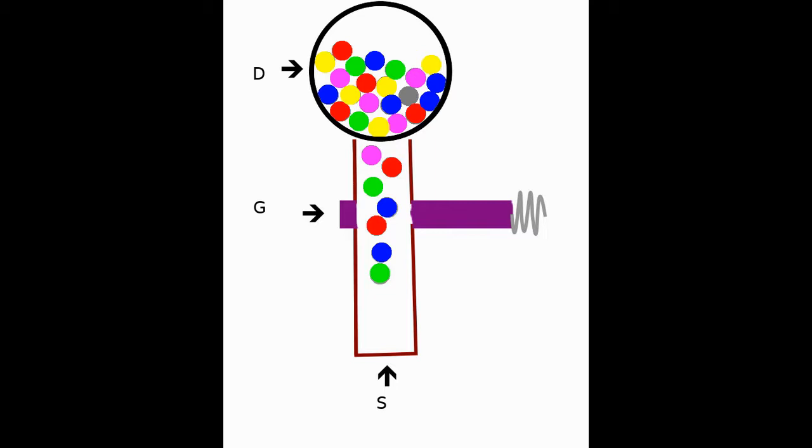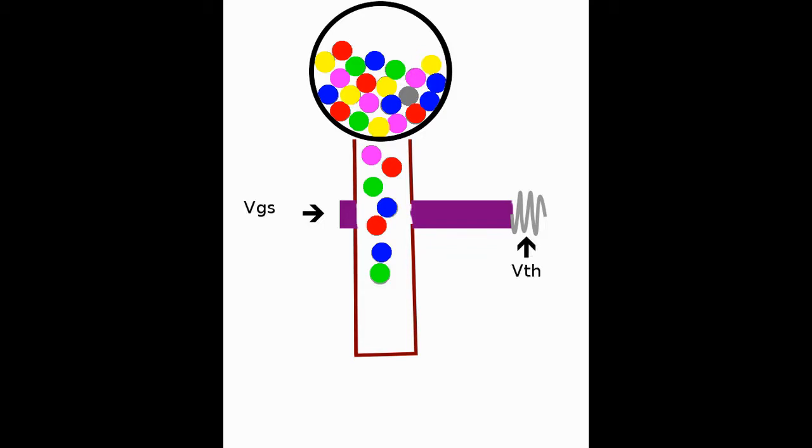To simplify the explanation of the MOSFET, I shall use the analogy of a gumball dispenser, as shown in the picture. The gumballs represent electrons. The voltage at the drain is represented by the mass of gumballs at the top, which is magically refilled. The gate voltage is represented by the purple dispenser button. The source is at the bottom, where the gumballs come out.